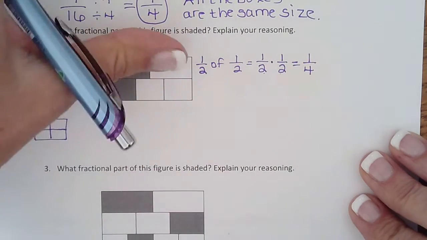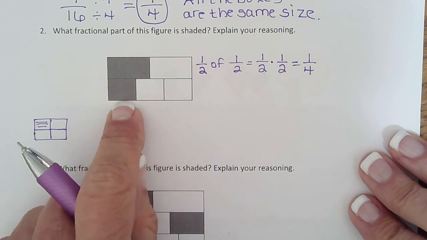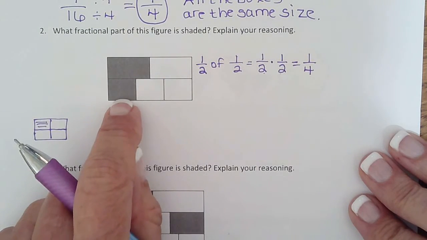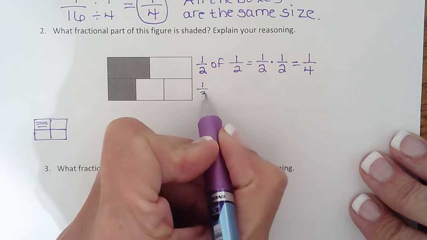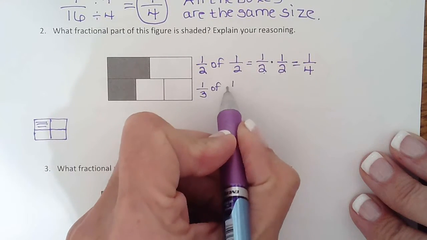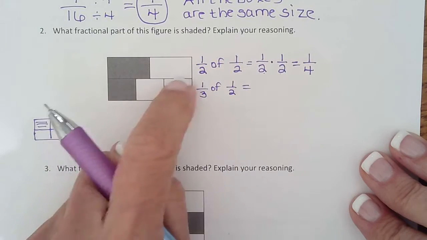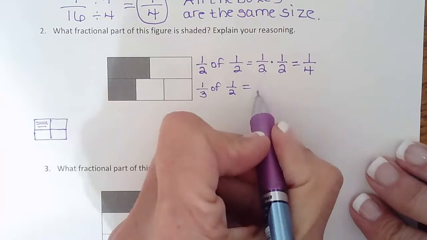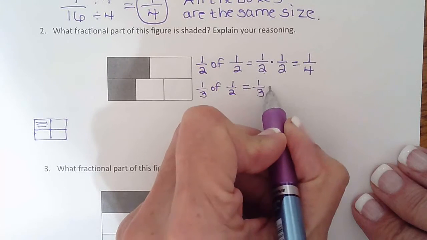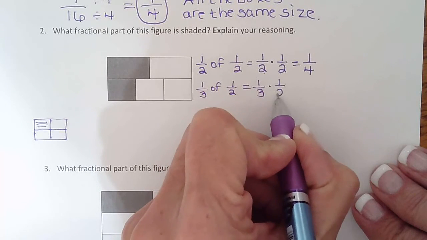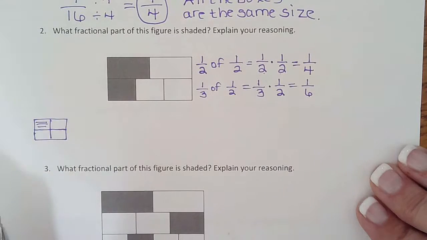So this is the other half of the picture, and it has 1/3 shaded. So it's 1/3 of half of the picture. Or half of the whole, we could say. So 1/3 of half of the whole would be 1/3 times 1/2. 1 times 1 is 1. 3 times 2 is 6.